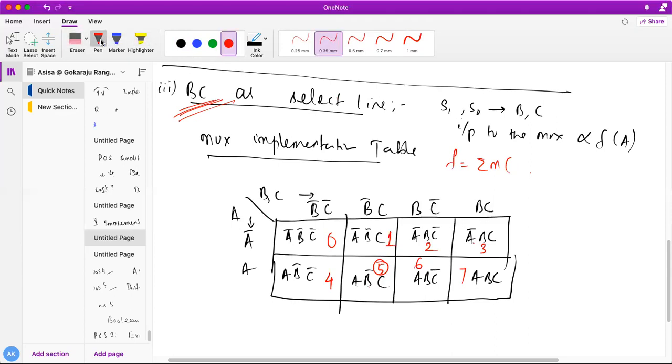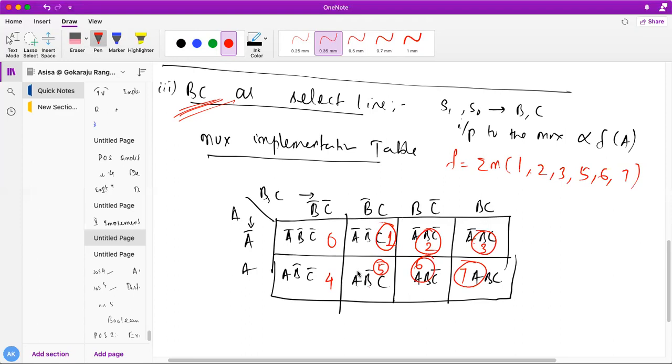The minterms are actually 1, 2, 3, 5, 6, and 7. So you just have to round them up. Here 1 is present, just round it up. 2 is present, 3 is present, 5 is present, 6 is present, 7 is present. Do you all understand what things are present for BC?